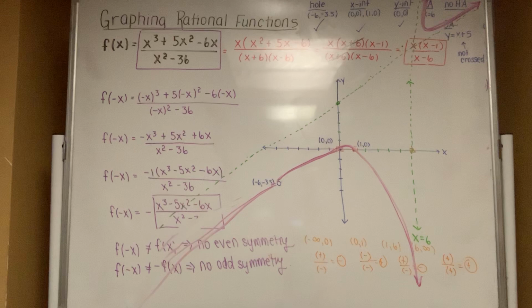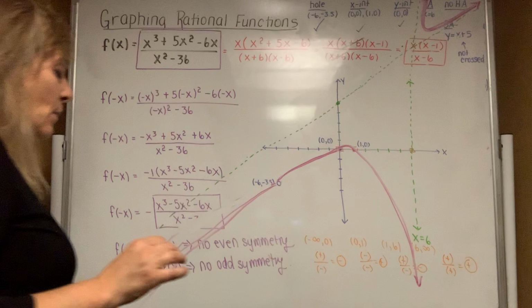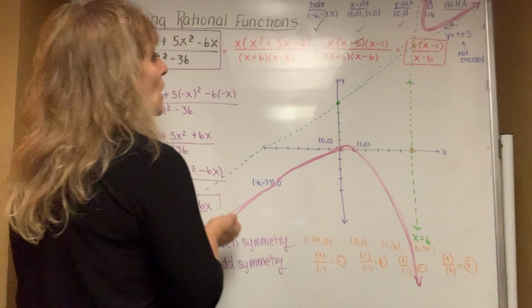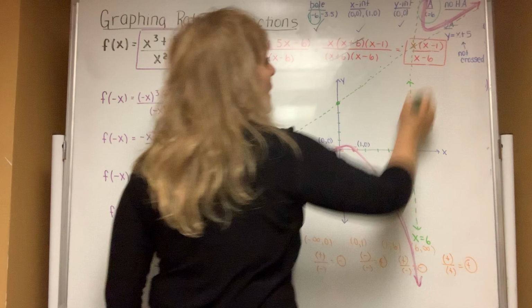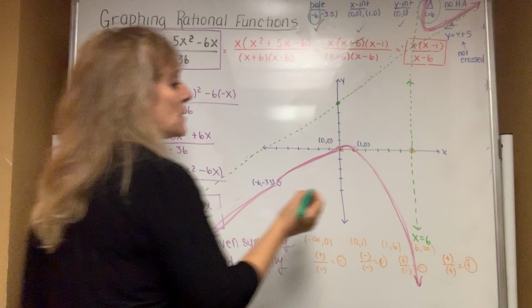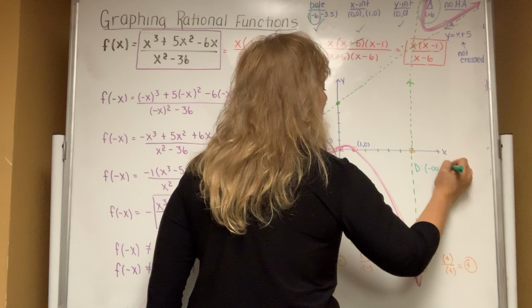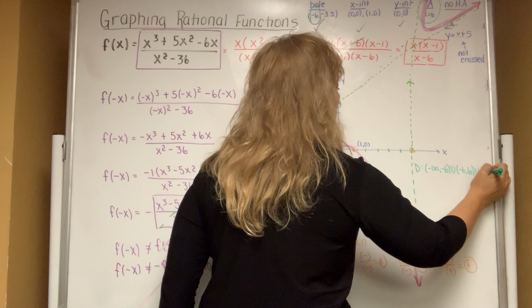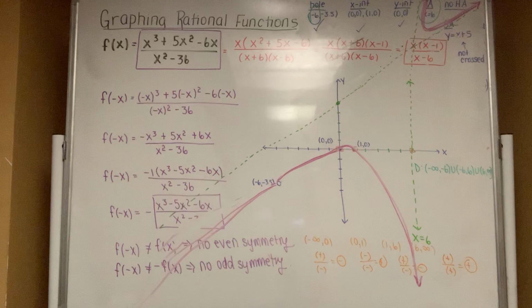Now, you have to do the domain and you have to do the range, but that is your picture. The domain is the easy one because that's the one that has a set number of rules. In the domain, it is your job to jump over the x coordinate of the hole and the vertical asymptote. So you're not going to include a negative 6 and you're not going to include a positive 6. So your domain is negative infinity to negative 6, negative 6 to positive 6, and then 6 to infinity. You are jumping over negative 6 and positive 6. But the range is harder because you have to look at the picture.